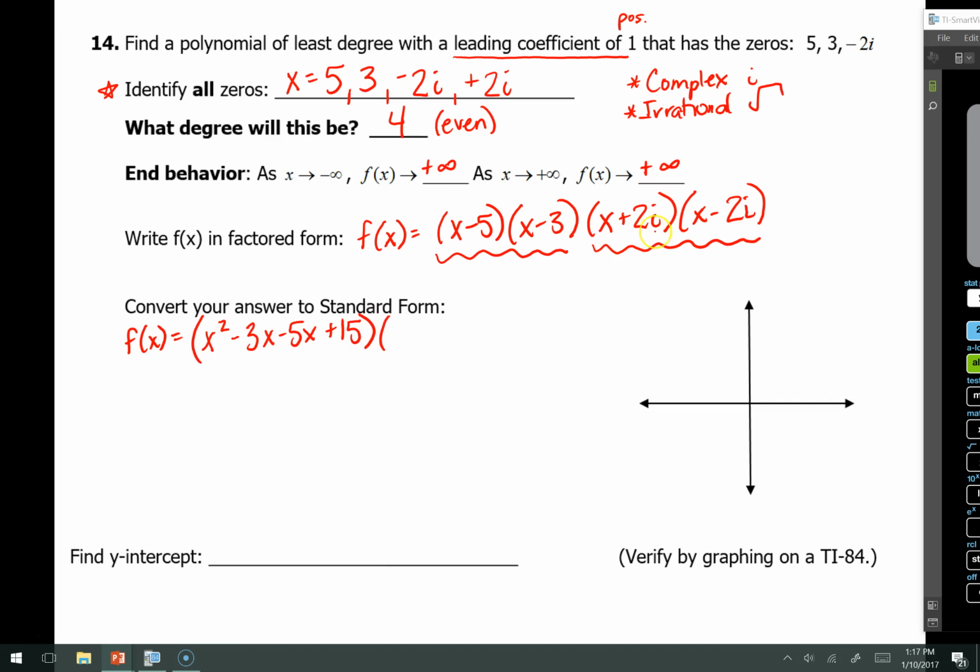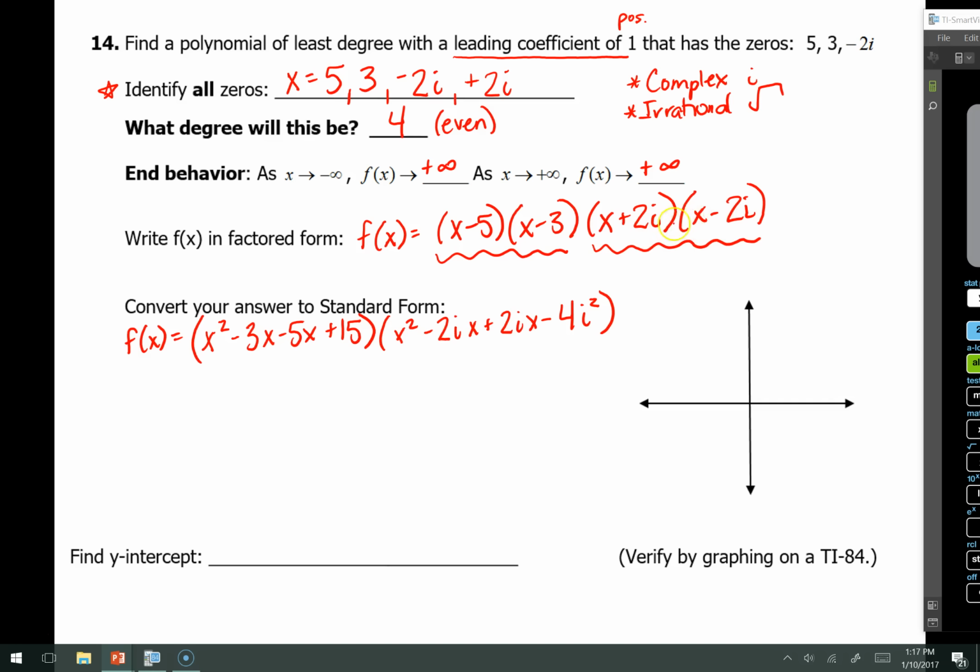And then when I distribute or FOIL together the last 2, I get x squared minus 2ix plus 2ix minus 4i squared. Now, I want to pause here for just a second because this last bit of distributing that I did, a lot of people have been making mistakes there. So when I do my first, that's x times x, which is x squared. When I do my outer, it's x times negative 2i, which is negative 2ix. My inner is positive 2ix.